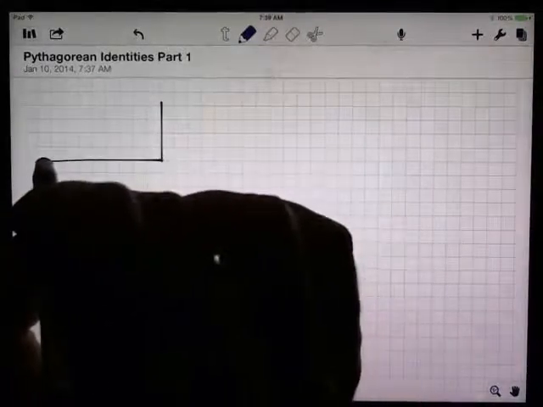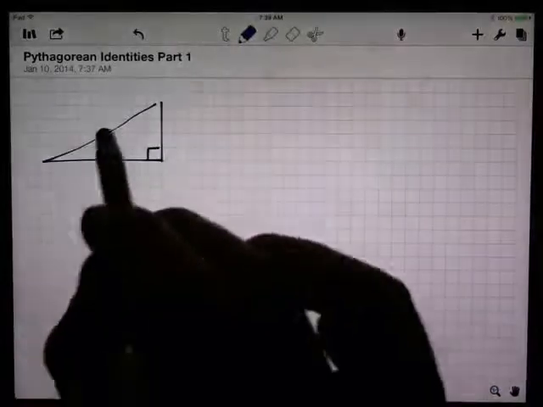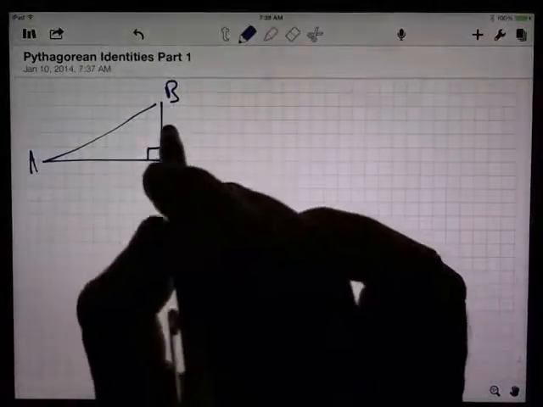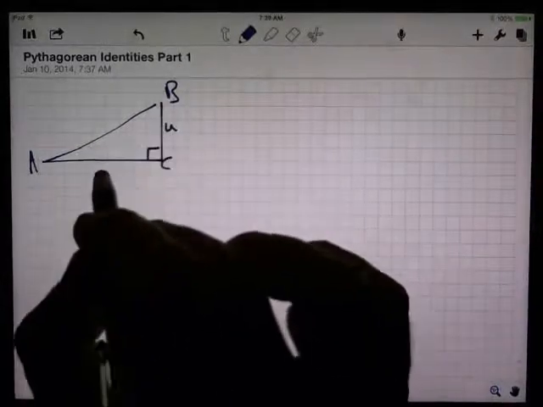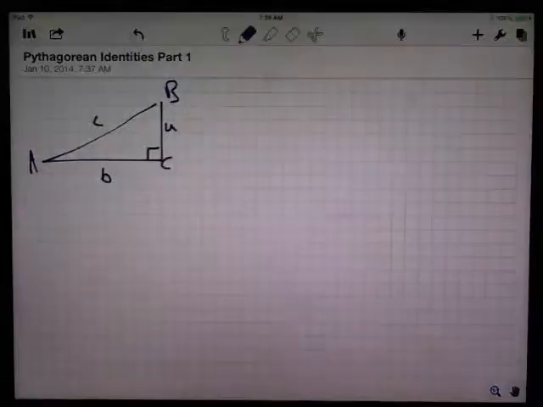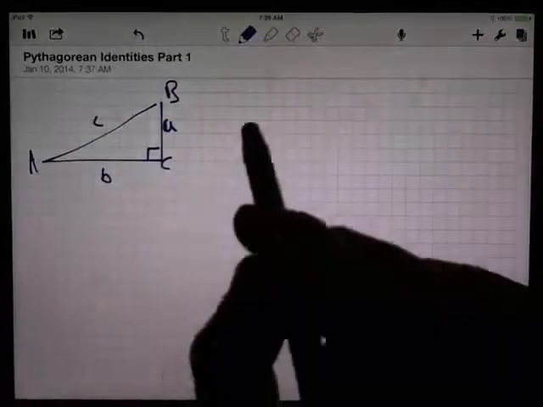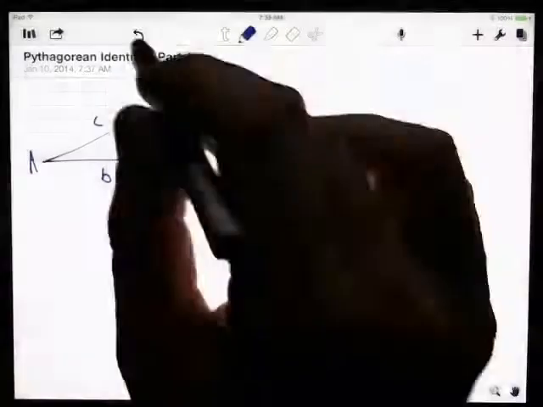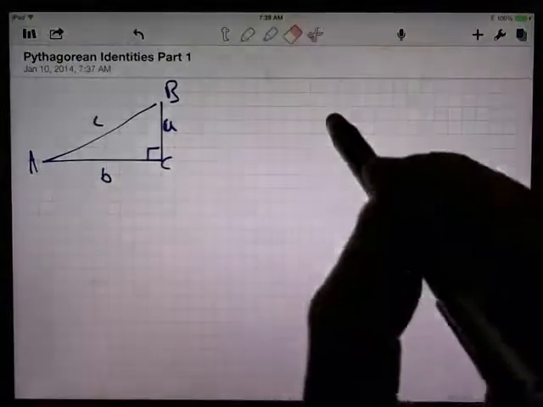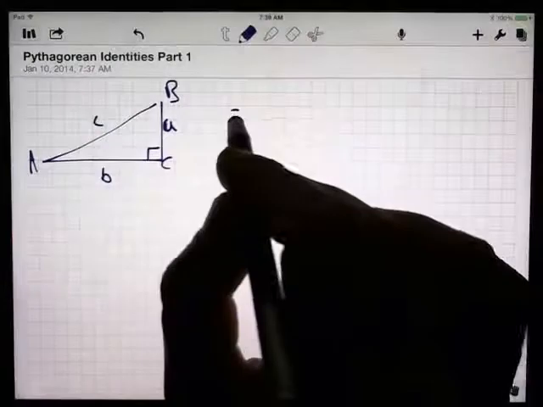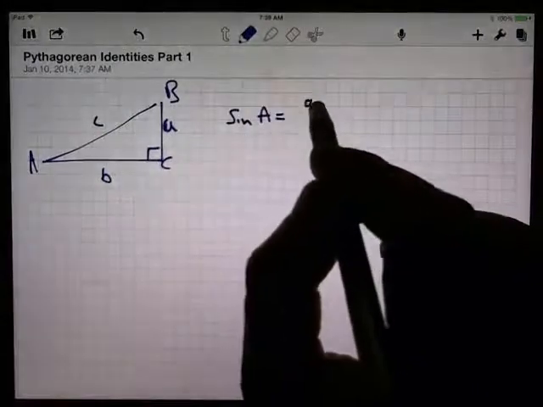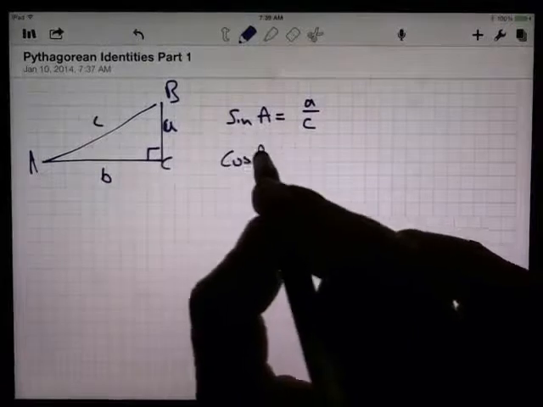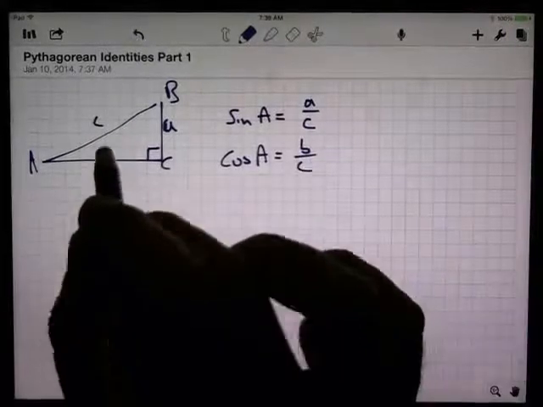Let's put a right triangle. Angles A, B, and C. So I have side lengths little a across from A, little b across from angle B, and little c across from angle C. Okay, so notice that the sine of angle A is a over c, opposite over hypotenuse, and the cosine of angle A is b over c. No surprises here, adjacent over hypotenuse.